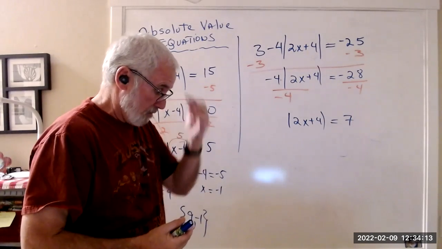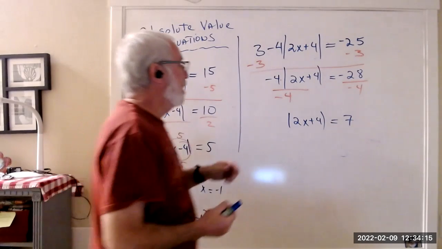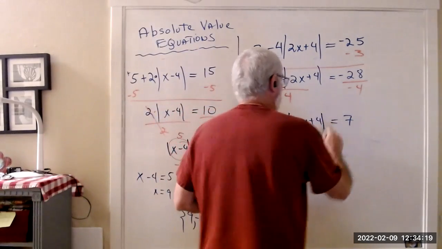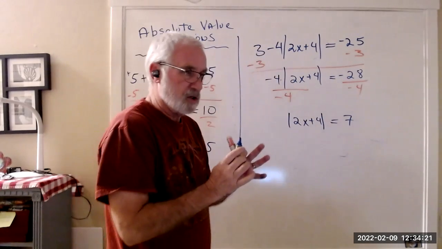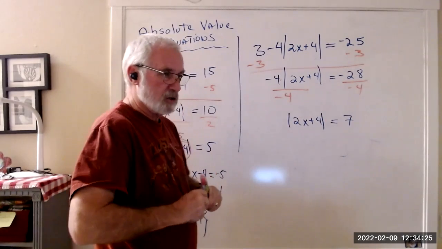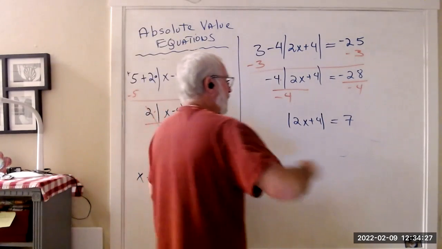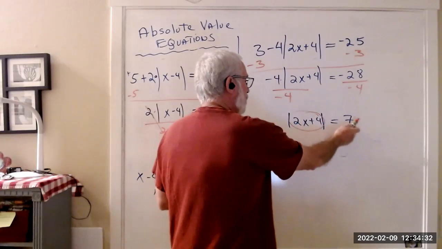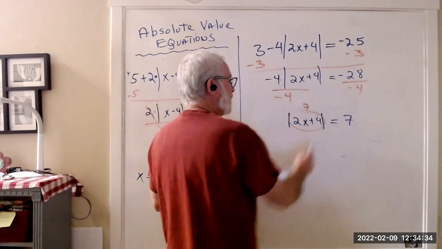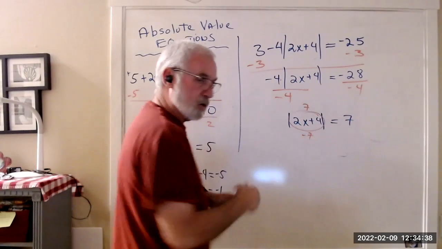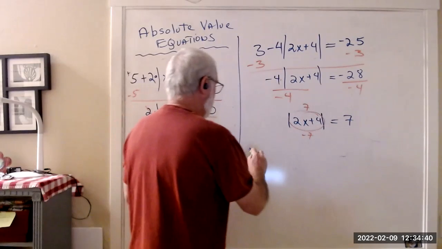Okay, so I isolated the absolute value quantity. It's all by itself now. Now I can do the splits. What I think to myself is this quantity equals 7. So this could have been a 7, or this could have been a -7. So you write the two different equations.